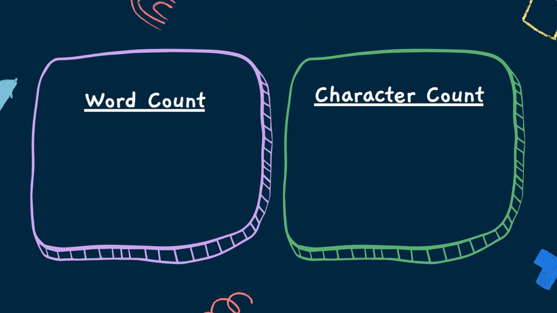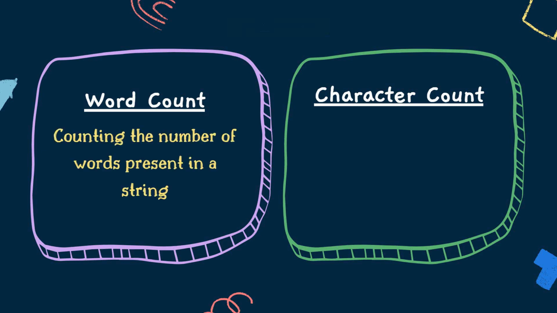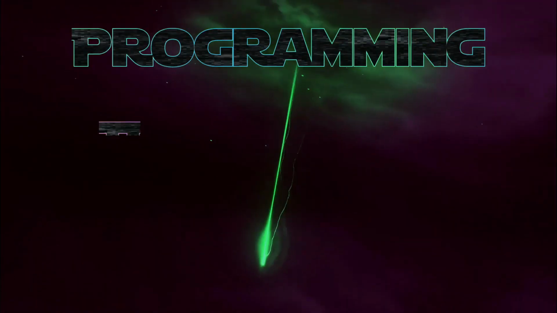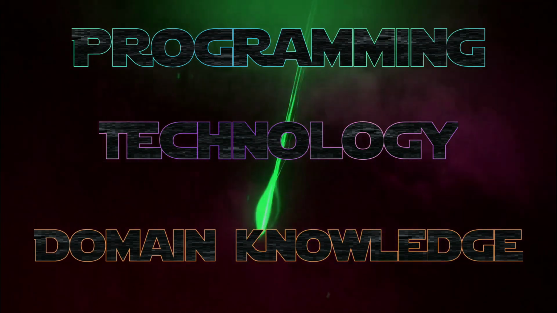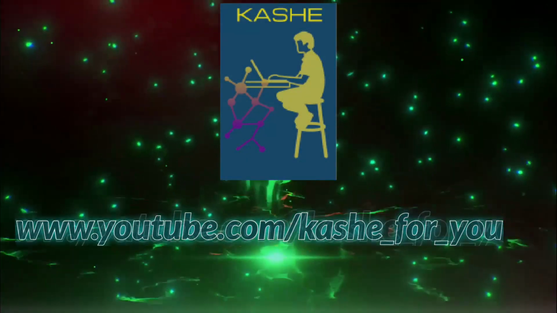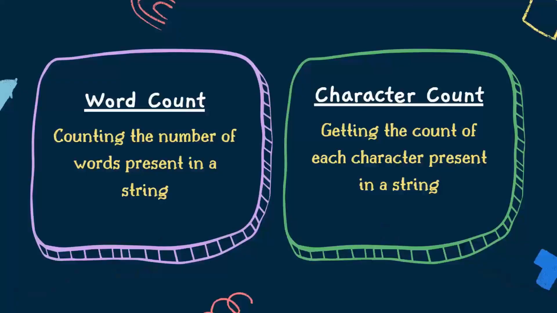My name is Ratnakishore. In this video, I will mainly cover two things: word count and character count. Word count is nothing but counting the number of words present in a string. Character count means getting the number of occurrences of each character present in a string. I will implement both by using Python.